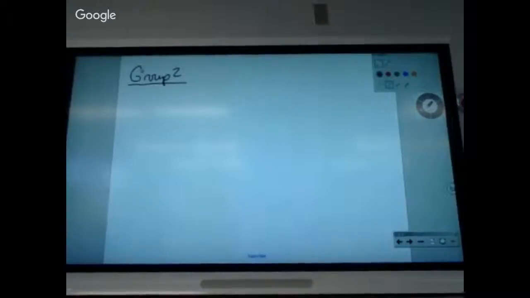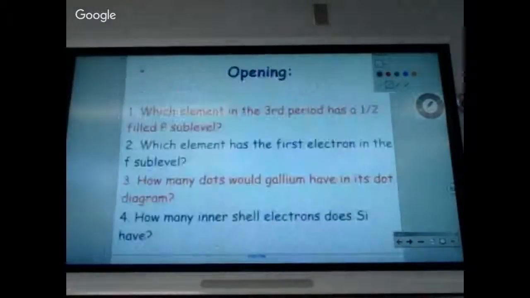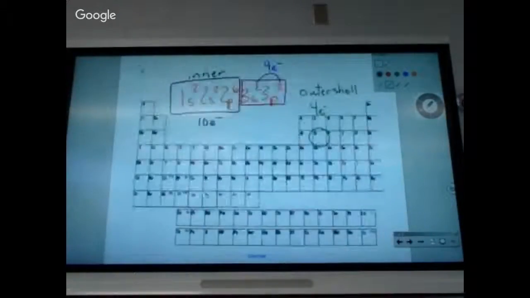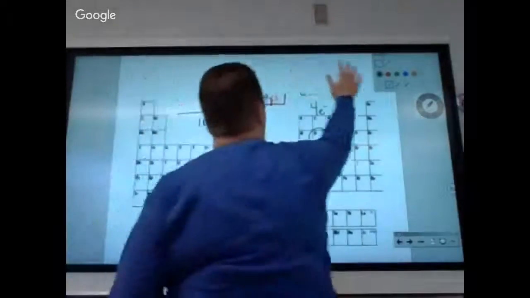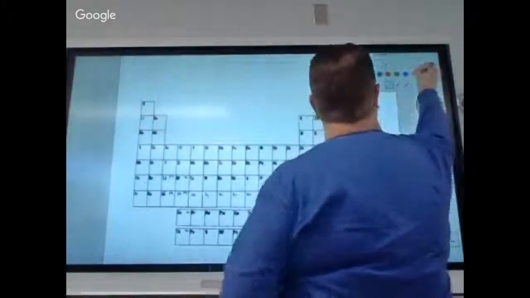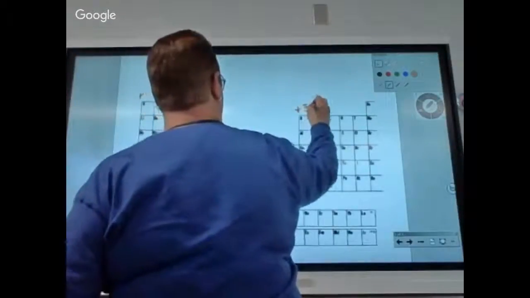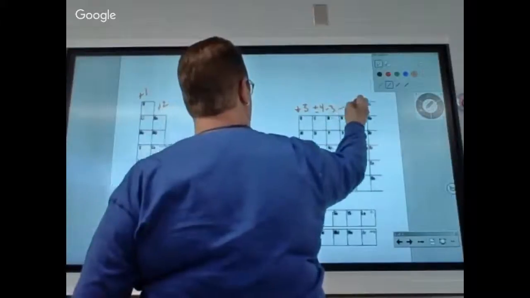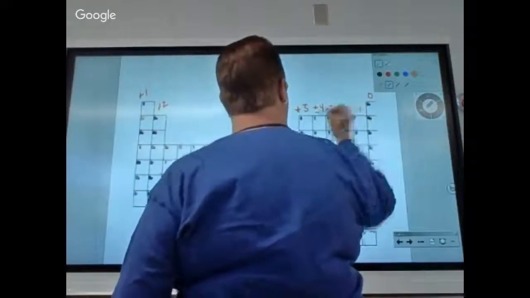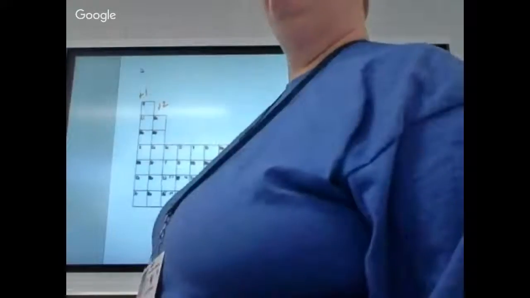Well, how would you know group 2 is -2? You know that game? Wow! That's how you would know that. We did this yesterday. Well, put it on your chart.